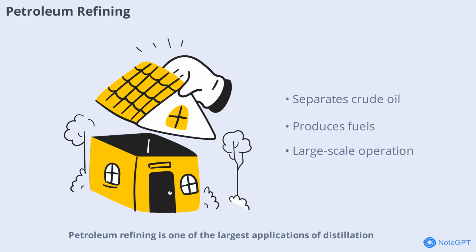Petroleum refining is one of the largest applications of distillation. Crude oil is separated into fractions like gasoline, diesel, and jet fuel using massive distillation towers. Each fraction has a specific boiling range, allowing refineries to produce a variety of fuels and chemicals from a single raw material.